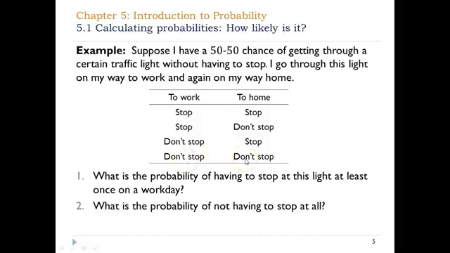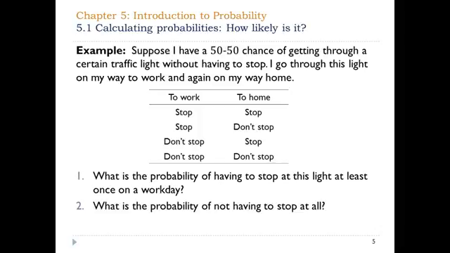What is the probability of having to stop at this light at least once on the work day? What is the probability of not having to stop at all? Having to stop at least once, how many times does that happen? How many favorable outcomes are there? Well, stopping at least once is stopping once or twice. So the first outcome, stop, stop, is stopping at least once. The second and third outcomes are stopping exactly once. Therefore, there are three favorable outcomes out of four.